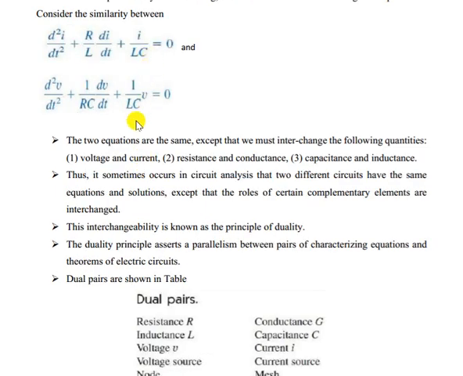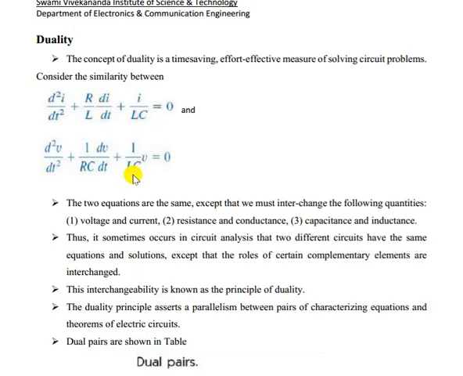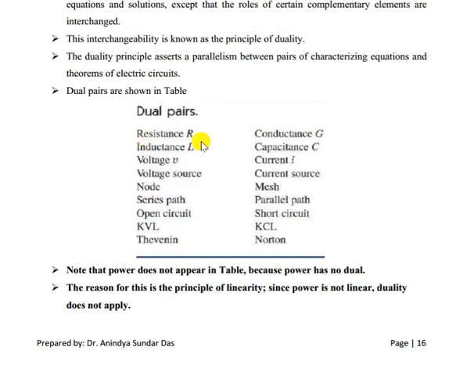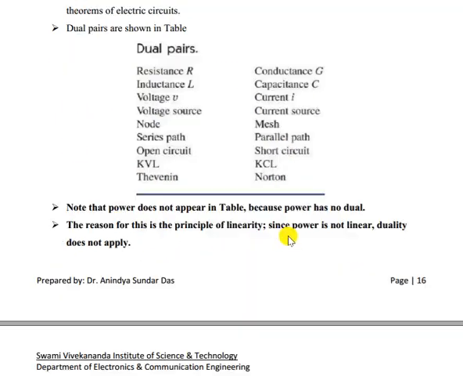Now these are basically dual with each other. Now what are the duals? Dual pairs are nothing but resistance and conductance, inductor and capacitance, voltage and current. Like that, the Thevenin and Norton theorems are duals of each other. A voltage source can be converted into a current source, and a current source can be converted to a voltage source. So that is a dual. Voltage source, current source. Node and mesh can also be dual. Series path, parallel path is the dual. Open circuit, short circuit is the dual. KVL, KCL is the dual. That means those are the dual pairs.